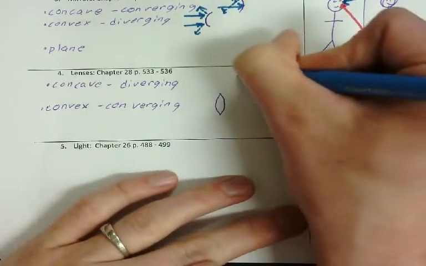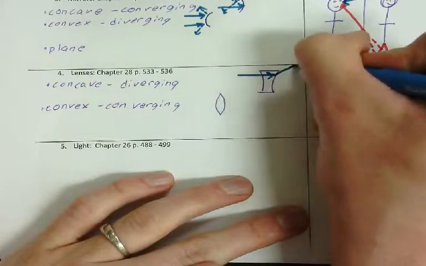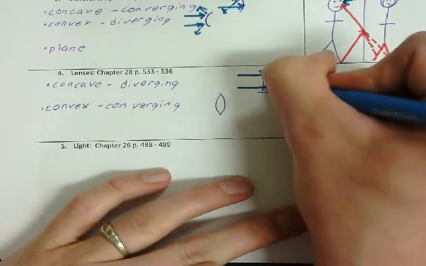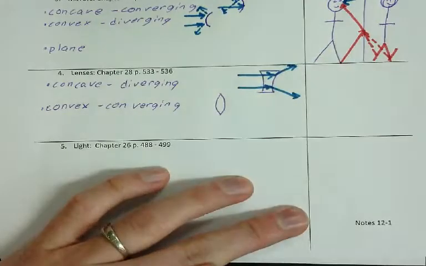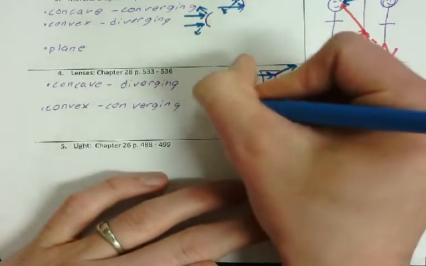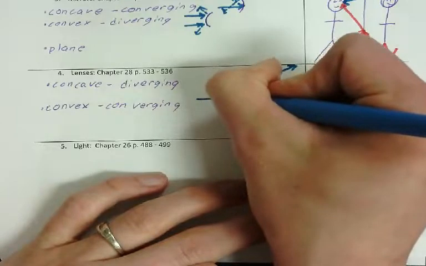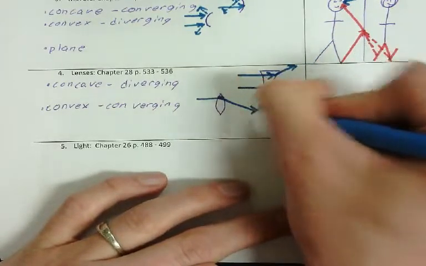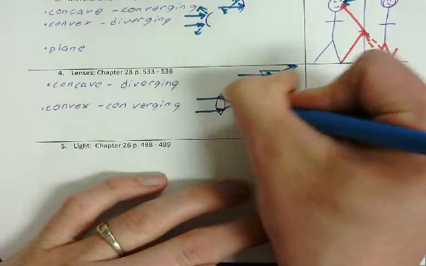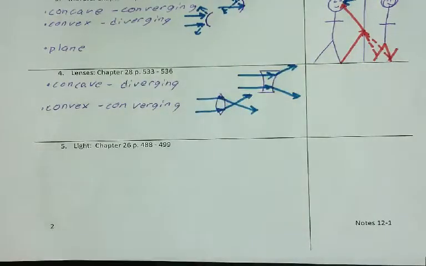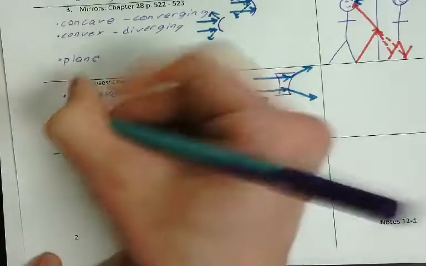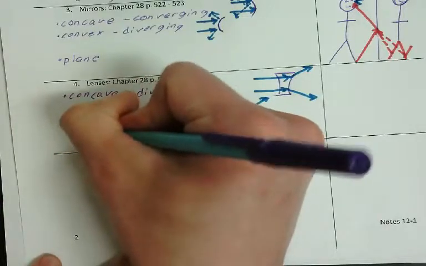So the light for these kind of lenses comes in and then bends away. Comes in and then bends away. And the light for this kind of lens comes in and bends together. Comes in, bends together. There's a lot of similarities between lenses and mirrors, but the light goes through lenses, it bounces off of mirrors. And it obeys Snell's law.